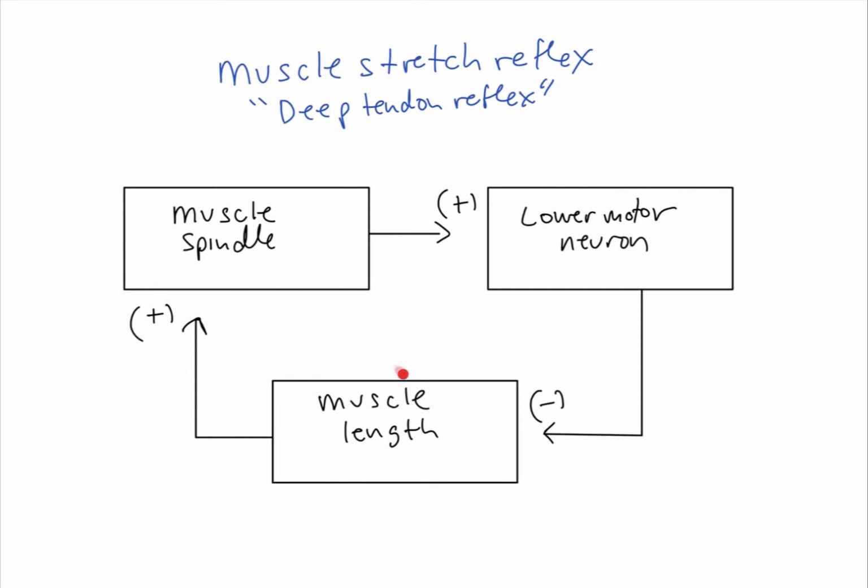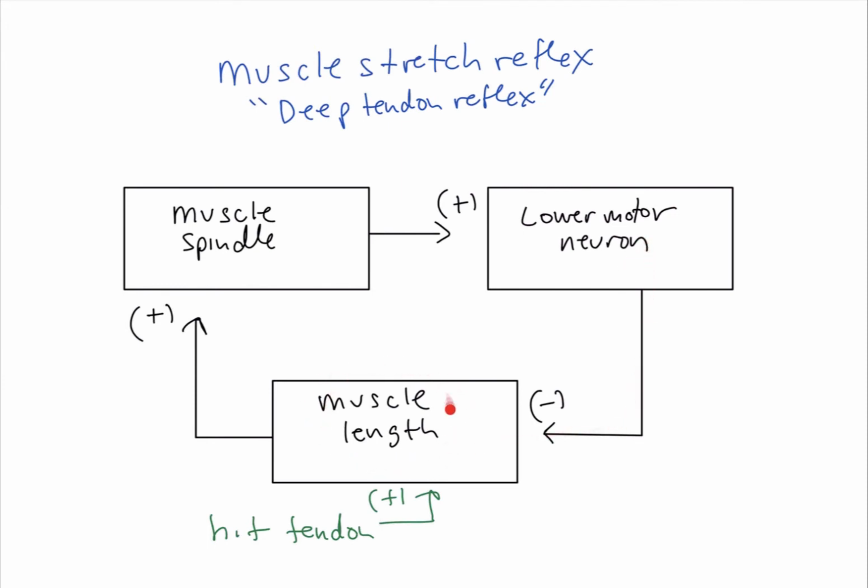If you hit the tendon, you actually increase the length of the muscle, and we're going to take a look at this in a second, but that's the outside disturbance, lengthening the muscle, increasing muscle spindle stretch, activation of lower motor neurons, and then contraction of the muscle.